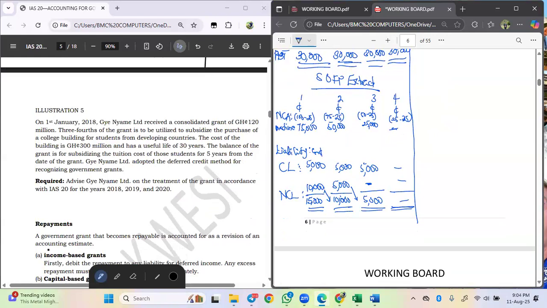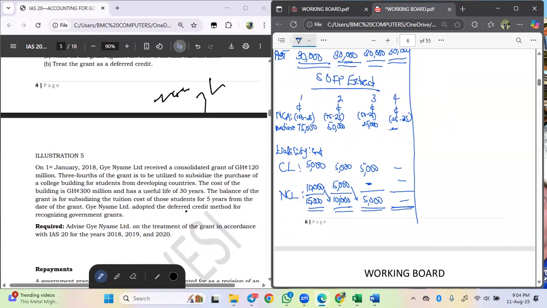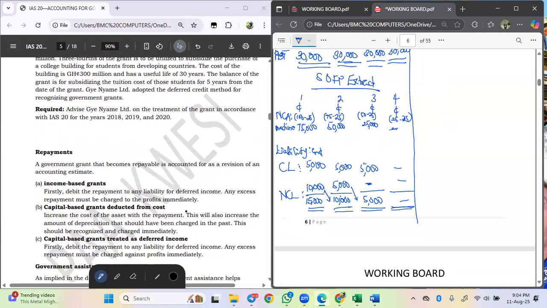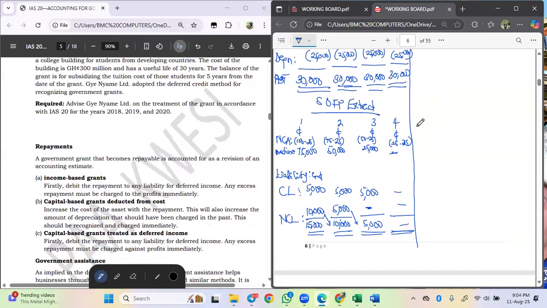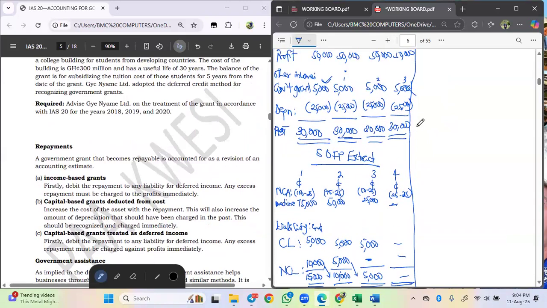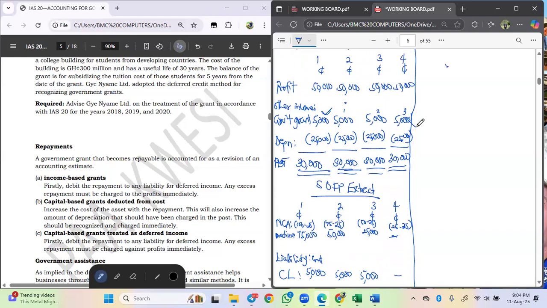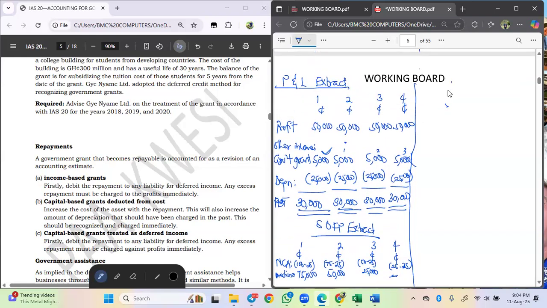Let me just show you the calculation, then you go and treat it. So please read illustration 5 for me. I wanted to do illustration 5 in full, but I want to do the repayment as well. Illustration 5 required: advise Junior Mail Limited on the treatment of the grant in accordance with IAS 20 for the years 2018, 19, and 20.